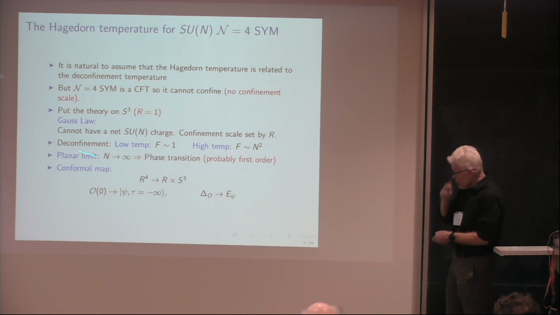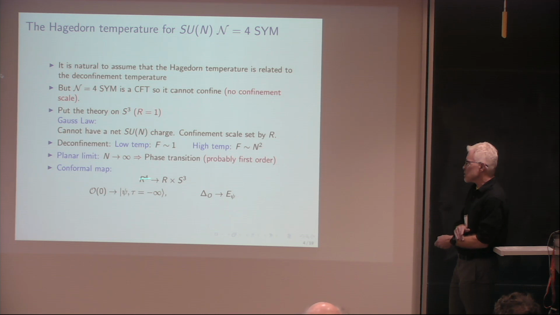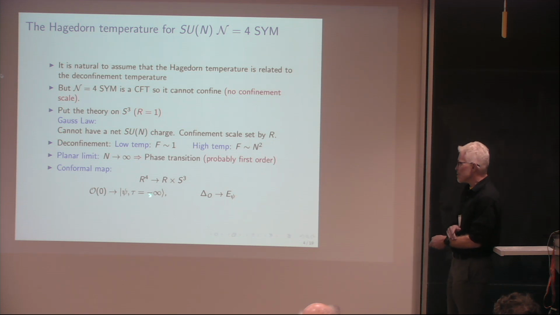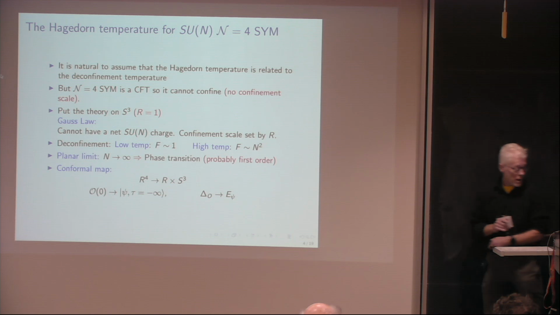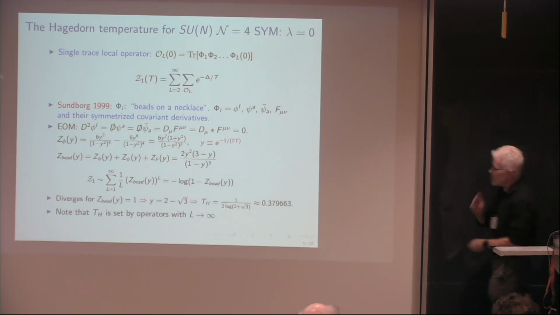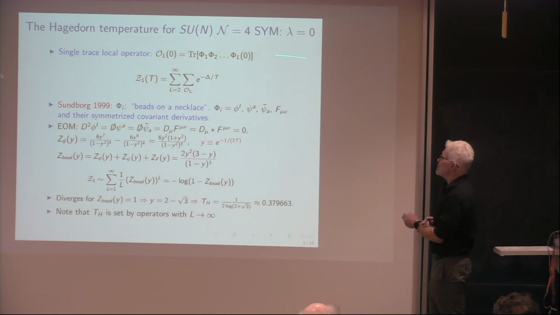Okay, so the way you can sort of think about this is we have a map from R4 to R cross S3, and then the operators that you have on the R4, you can map into certain states, and then the dimensions of these operators map to the energies of these states. So for an example, we can consider computing the Hagedorn temperature at zero coupling.